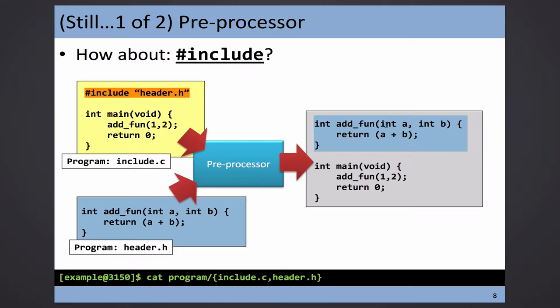So why is C crazy? Let's take a look at what happens if you include a file in a program and go through the preprocessor. What is the end product? The end product combines these two files, okay? We call it include.c, the C file, as well as the .h file. So let's take a look, what are they?